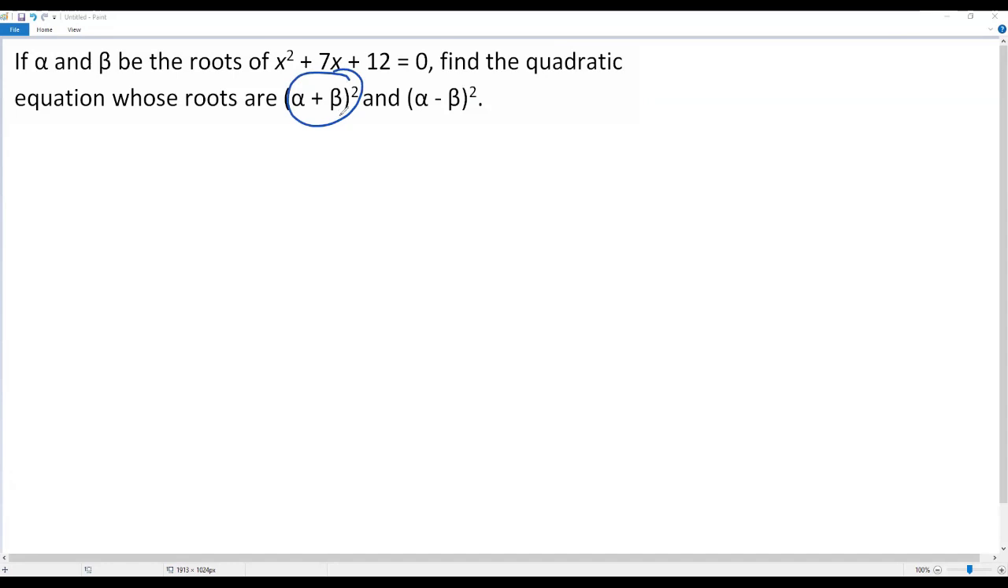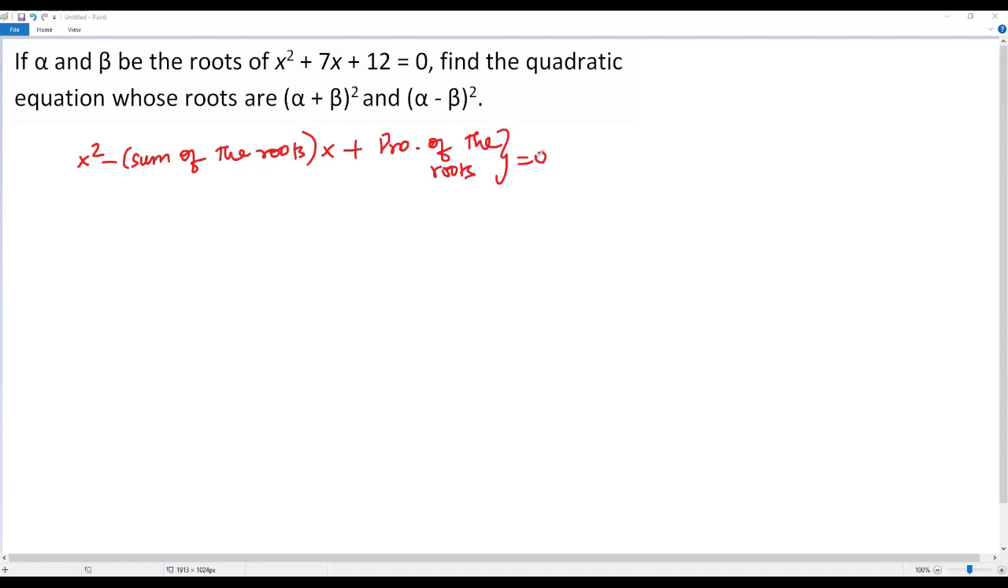One root is (alpha + beta)² and the other one is (alpha - beta)². Whenever we have two roots of a quadratic equation, there is a formula to get the equation, that is x² - (sum of the roots)x + product of the roots = 0. So this is the formula we use to find a quadratic equation when two roots are given.